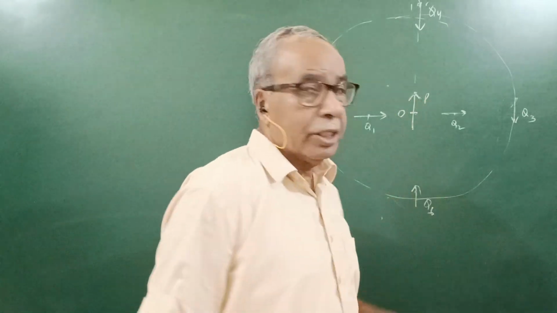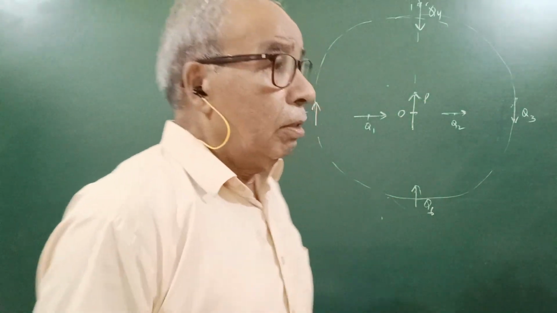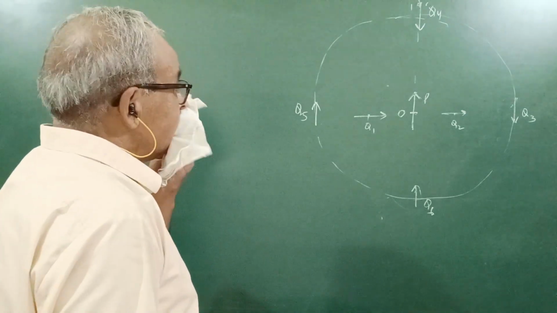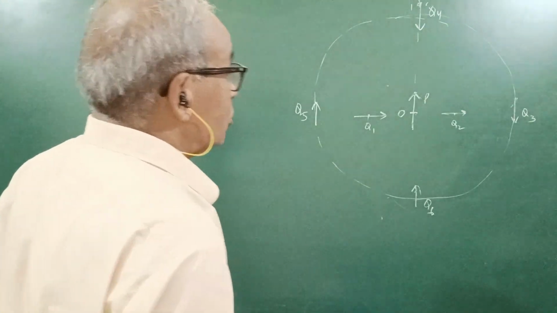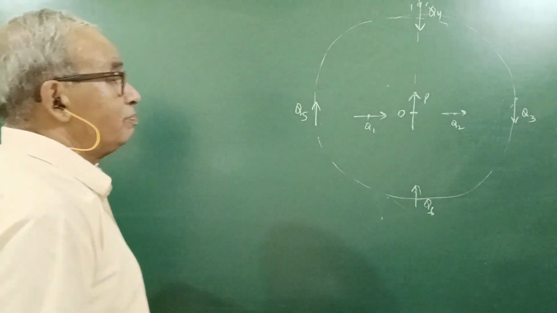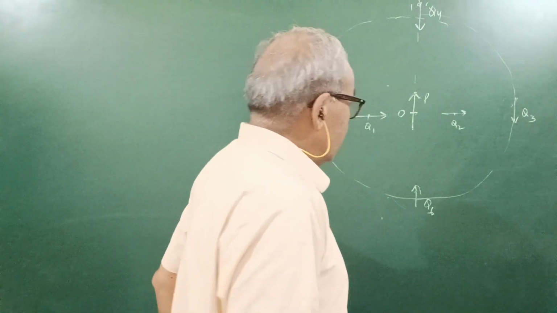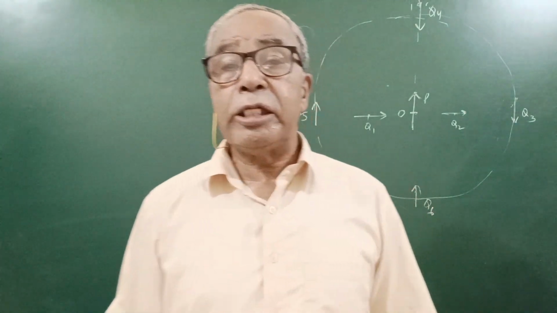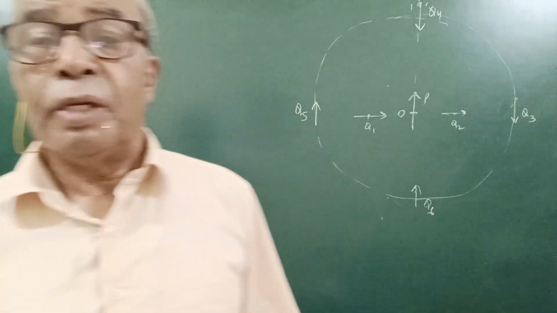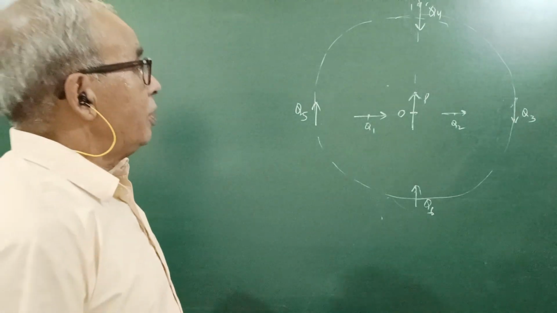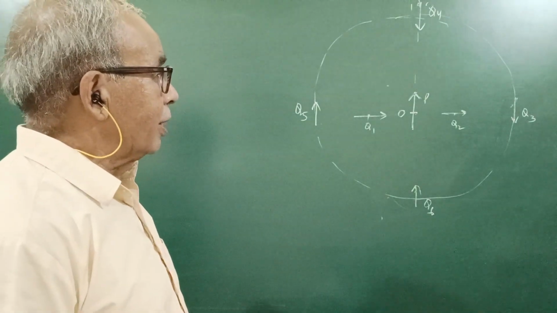In which configuration the system of two magnets will be in stable equilibrium, in which unstable equilibrium, and in which configuration the system of two magnets will have least potential energy. I think I don't need to repeat the question again.